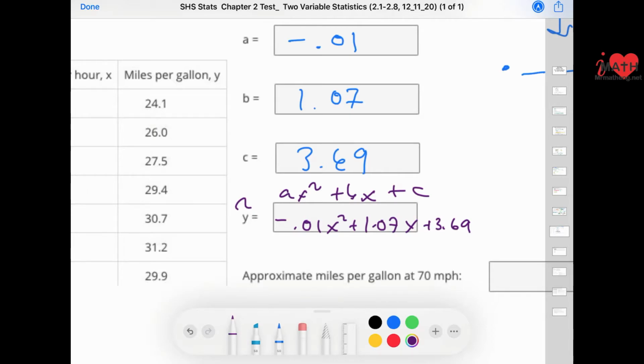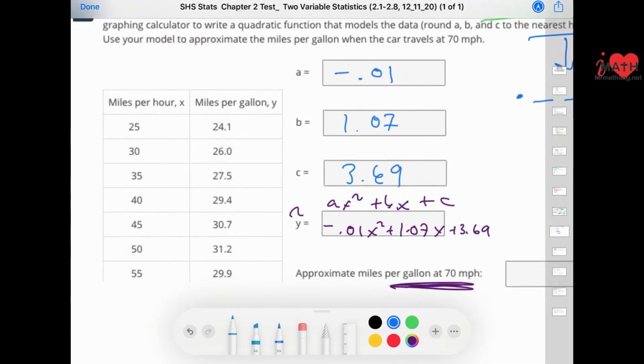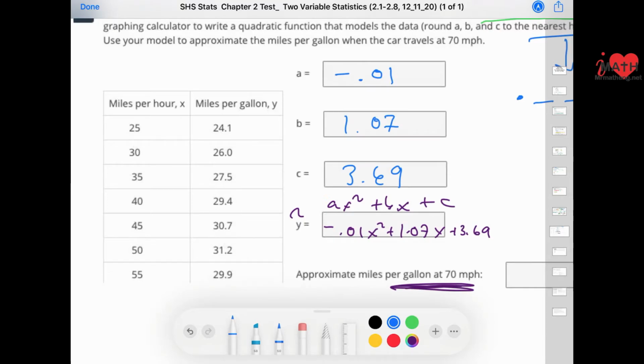And you can verify that's the formula, because we're going to have to approximate miles per gallon. So the question is, is this an X or a Y? It's telling you to approximate the miles per gallon at 70 miles per hour. So is that going to be an X or a Y? It's telling you miles per hour, mph, so you're going to put in 70 for X.